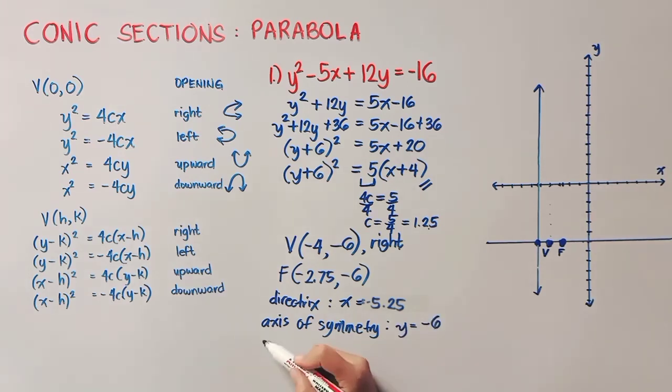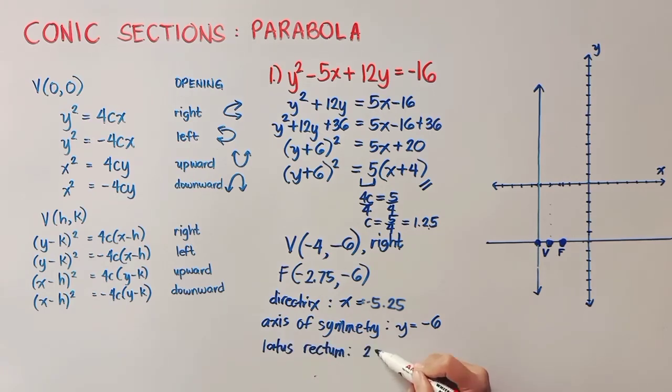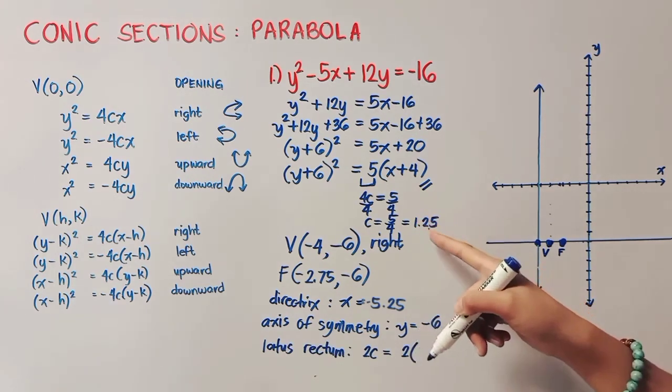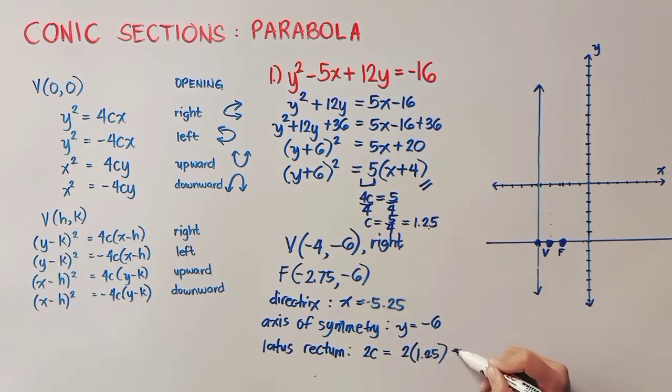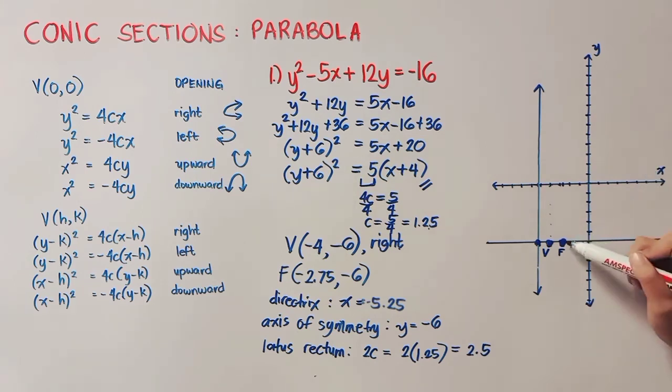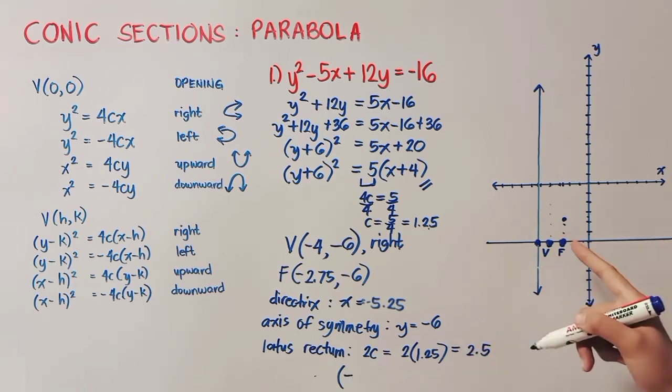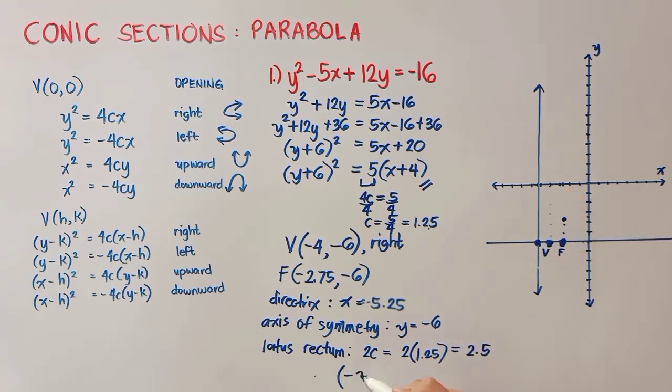Now let's get our latus rectum. The formula is 4c, but we will just get half of it. So it's 2c. 2 times 1.25 is 2.5. So from our focus, we will count 2.5 units. So it's this point here. It's 1, 2, 3. So our first point is negative 2.75 because it is in line with the focus.